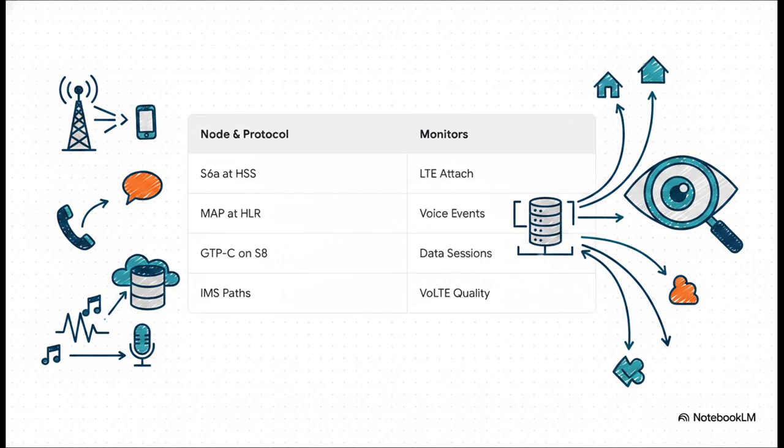Then there's MAP at the HLR, which monitors all your old-school legacy voice events. GTP-C on the S8 interface watches to see if the actual data pipe successfully opened up for you to browse the web. And, if the architecture allows for it, it watches IMS paths to check VoLTE setup and actual sound quality. It's called passive because it doesn't generate any new traffic. It's literally just observing the evidence naturally flowing back to give HQ that big picture view.